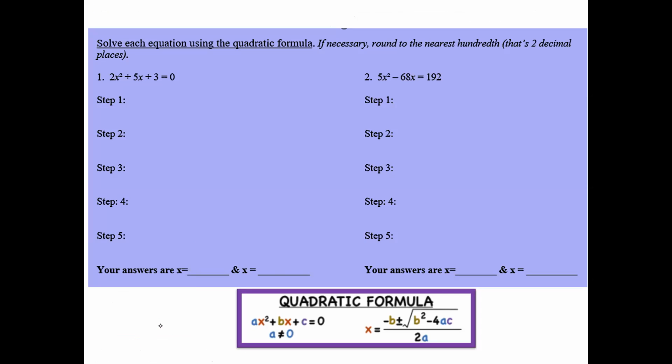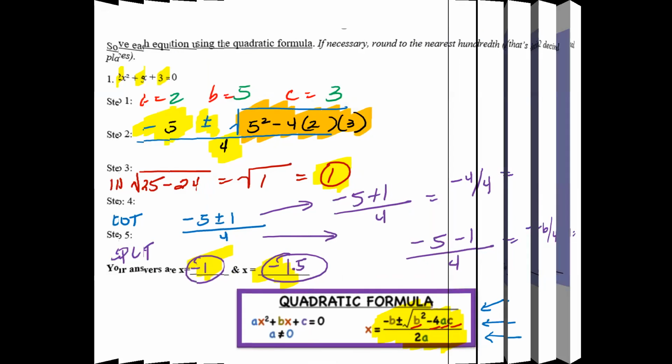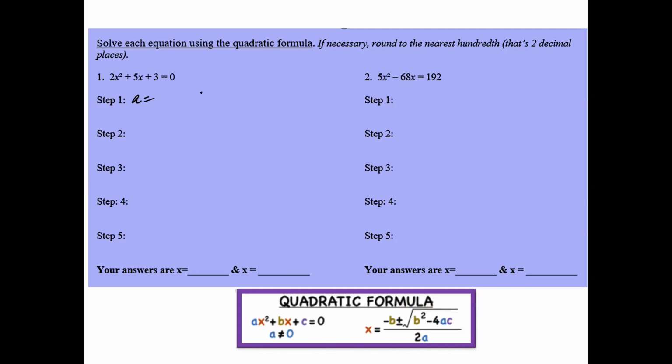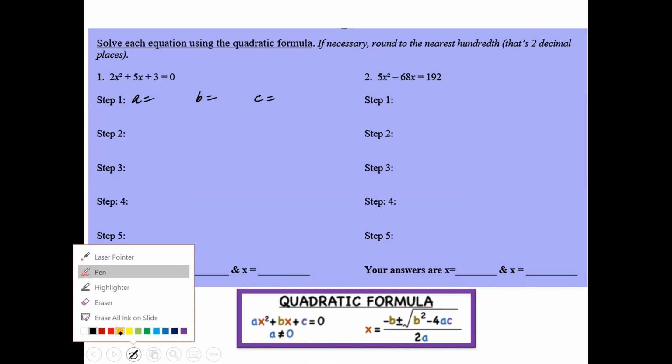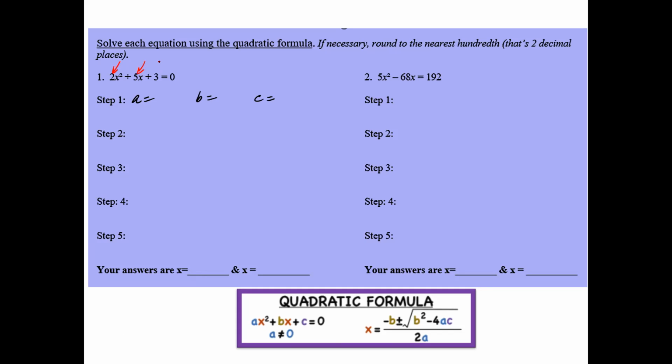You are going to be using the quadratic formula, which is x equals negative b plus or minus the square root of b squared minus 4ac, all the way over 2a. Step 1, you need to identify the a, the b, and the c. A is always in front of x squared, b is in front of x, c is by itself. Step 2, you plug it into the equation. So negative b plus or minus the square root of b squared, which is 5 squared, or 5 times 5, that's 25, minus 4ac, all the way over 2a, so 2 times 2, which gives you 4.